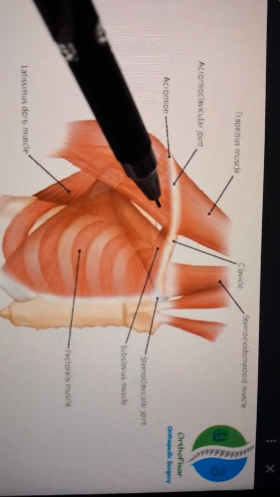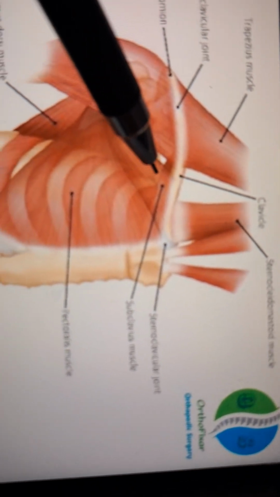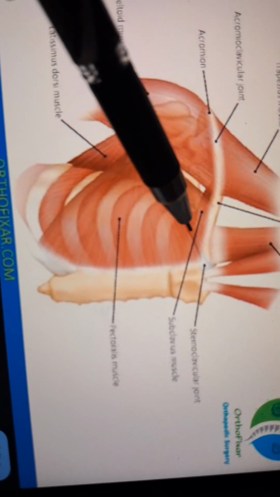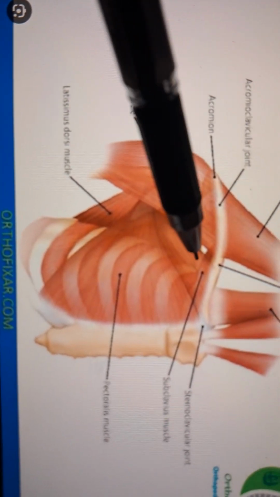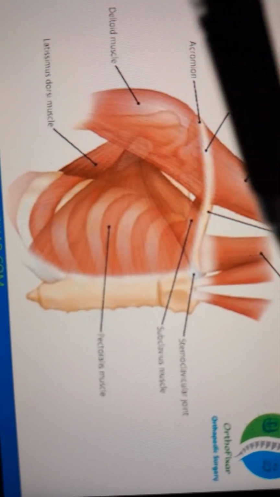Posteriorly, lateral 1/3 of the clavicle is attached to trapezius muscle, and inferiorly it is connected to subclavius muscle. The inferior surface of shaft is connected to the subclavius muscle. Now let us see the points.